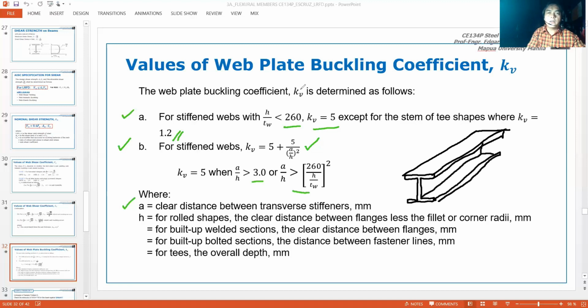Okay, so ganyan yung section natin. Now, kapag yung web mismo, yung web part ng beam natin, is medyo mahina against shear, so we could provide web stiffeners. So web stiffeners are rectangular plates that are placed dito sa part na to. So maglalagay ako ng web stiffener diyan.